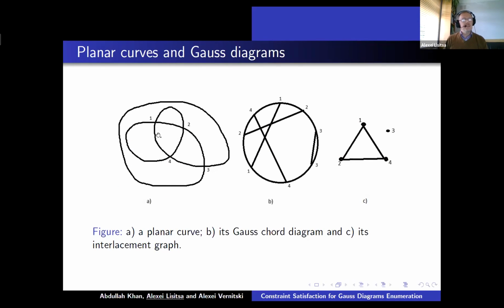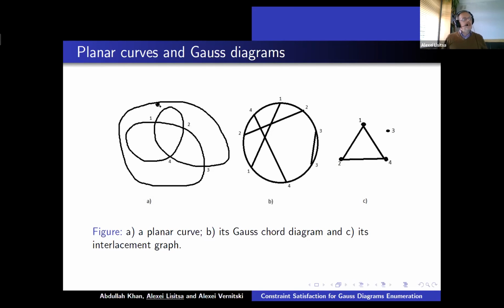What we are interested in are planar curves, the object you will see on the left of the screen now, and their combinatorial presentations B and C, which you see in the center and on the right of the screen. So how do we get a Gauss diagram? This is the object in the middle, obtained from the planar curve.